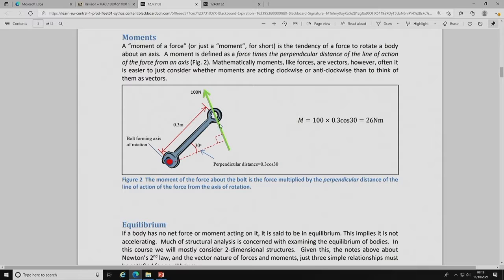So it's the force times the perpendicular distance from the point you are calculating the moment to the line of action of the force. In this case, the force is applied at that point, so we extended the line of action of the force. So this would be the moment lever arm, which is, if this is 0.3 meter and this angle is 30 degrees, this would be 0.3 cosine 30. So do remember that.